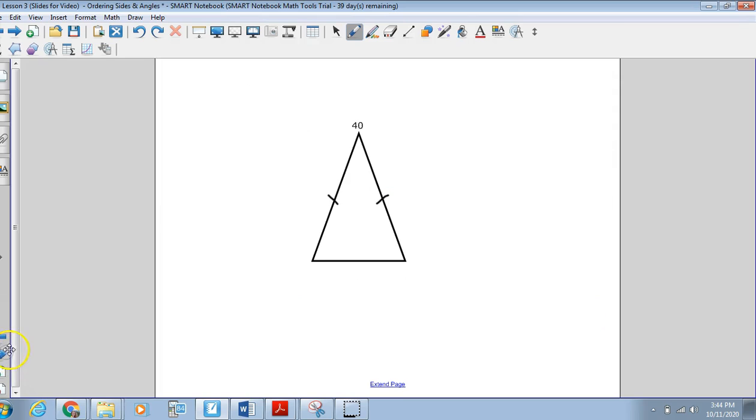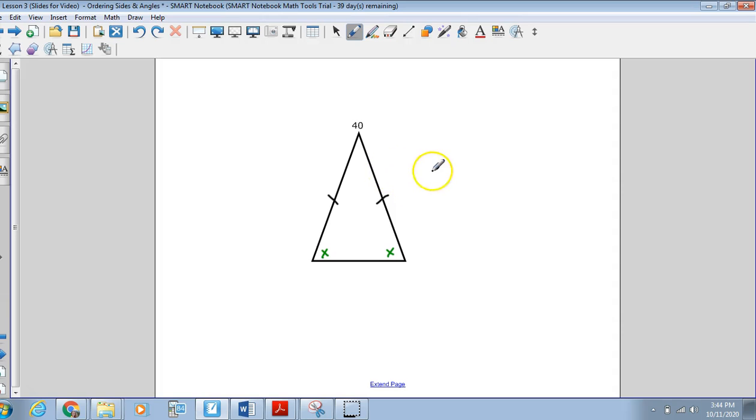Okay, let's do a couple of examples here. What about this one right here? What if we know that we have an isosceles triangle and this angle up here is 40 degrees? Well, if we're trying to find either of these, they have to be the same thing, because in this isosceles triangle, these would be considered our base angles, and they'd be equal to each other.